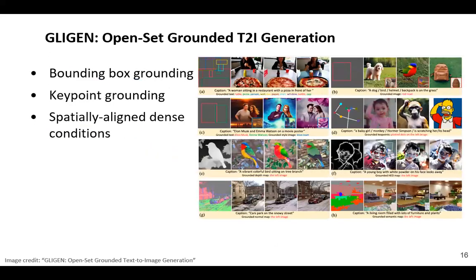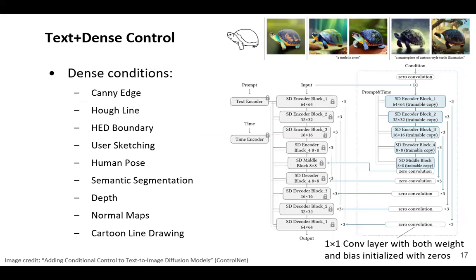And as shown by the authors, such a method can effectively enable a wide range of such grounded controls. For example, combining text description with the bounding box grounding, key point grounding, and other types of spatially aligned dense conditions. And in addition to box or layout, people are also interested in seeing if we can further include other types of dense control. So here, by saying dense control, we mean conditions that are usually represented as a 2D matrix, more similar to the image. Examples could be the segmentation maps, the depth maps, normal maps, and so on.